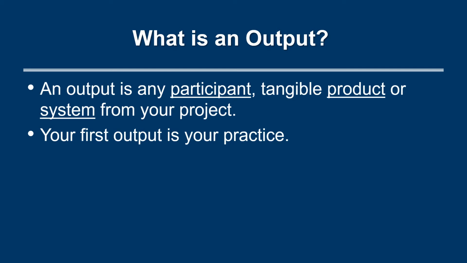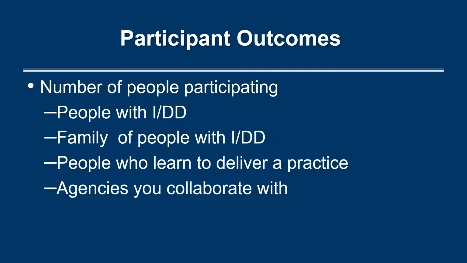An output is any tangible product from your project, also a participant or system change. The first output is whatever you do to create or support your practice. If your project involves people participating in a program, your output would be the number of people participating. For example, the number of people with IDD participating, the number of family members of people with IDD, or the number of people who are learning to deliver a practice. You will also want to list any of your collaborators as outputs.